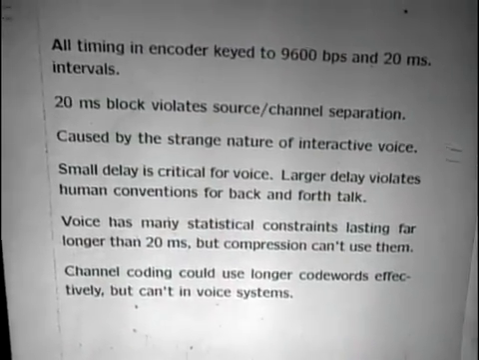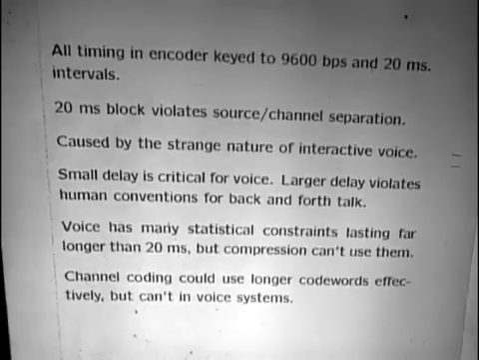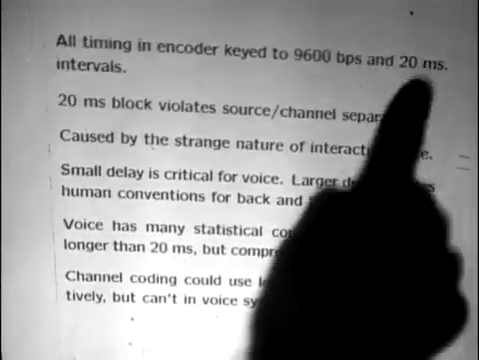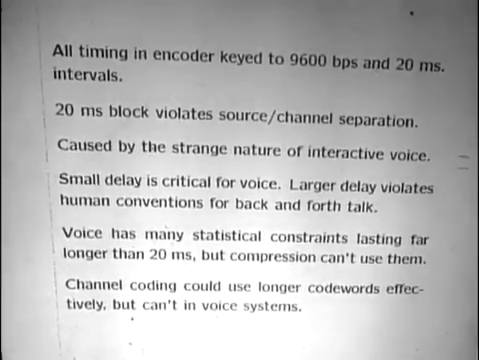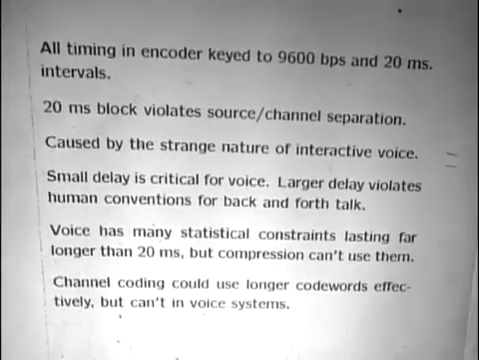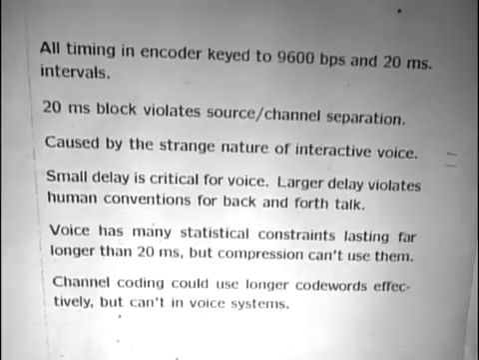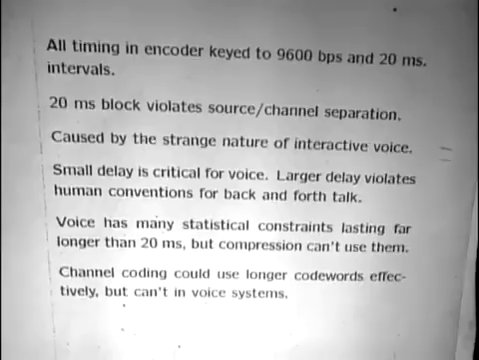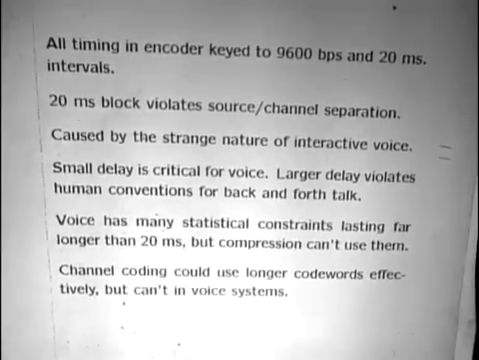Okay, all of the timing in this IS-95 cell phone system, everything is keyed to this 9,600 bits per second, and it's all keyed to this 20 millisecond interval. Everything is done in terms of 20 millisecond intervals. It's all a completely block system. The source generates 20 milliseconds worth of data. You encode that into 192 bits. That gets mapped into some code word, gets turned into some high-frequency waveform.